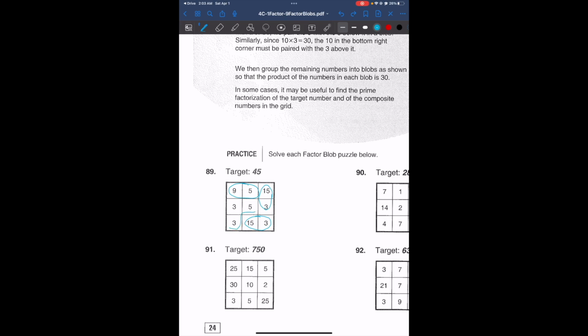These three can be one blob because 5 times 3 times 3 is 15 times 3, which is 45.